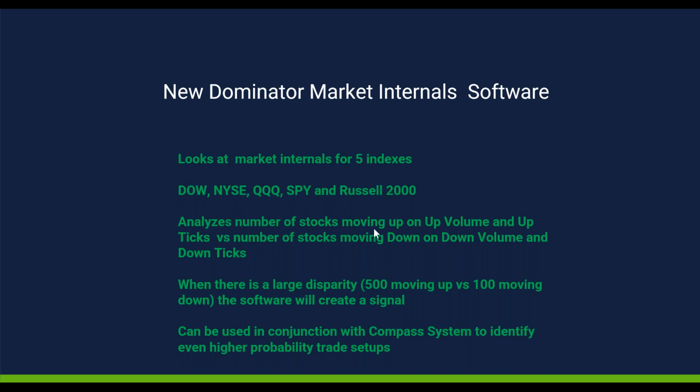And then it's analyzing the number of stocks moving up on up volume and upticks versus the number of stocks moving down on down volume and downticks in each one of those indexes, and then in the entirety of all 5 of those indexes. So when there's a large disparity, 500 moving up, 1 moving down, the software is going to create a buy signal or a sell signal. And again, I use it in conjunction with the Compass system to identify even higher probability trade setups. So that's how we find these high probability trades.